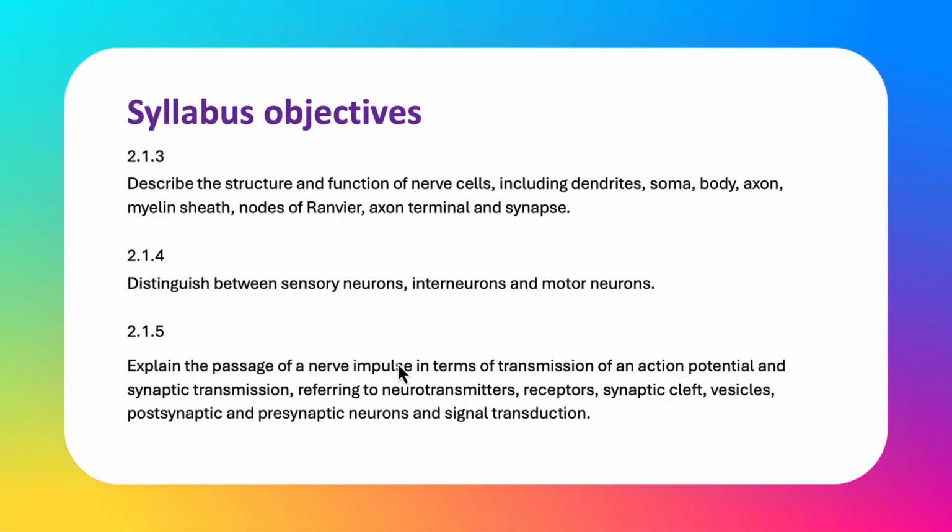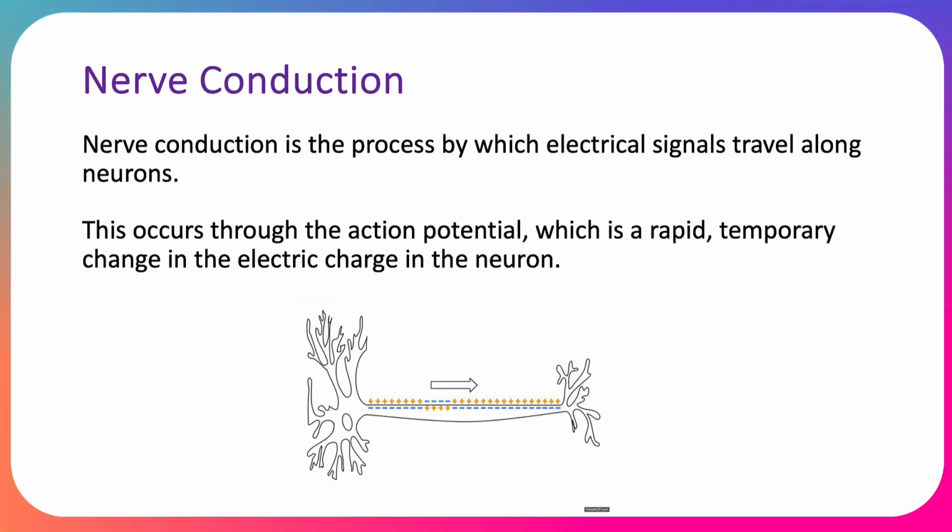Explain the passage of the nerve impulse in terms of transmission of an action potential. And we also need to be able to talk about the passage of a nerve impulse at a synaptic transmission, referring to these structures as well. So the next section is talking about how electrical signals are sent along the nerve cell or the neuron through a process called nerve conduction.